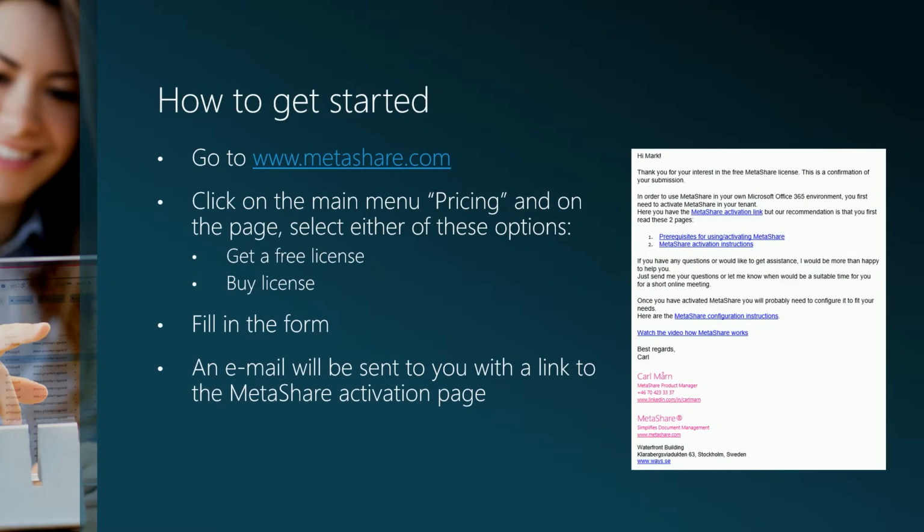First, you go to metashare.com. There you select pricing from the main menu, and on the pricing page, you click on either one of these buttons, get a free license or buy license. You will now be redirected to a page where you will have to fill in your contact details.